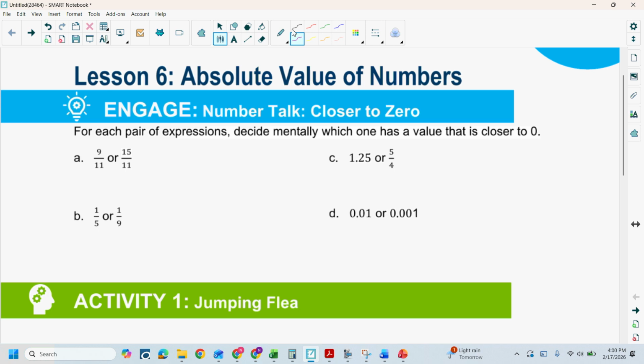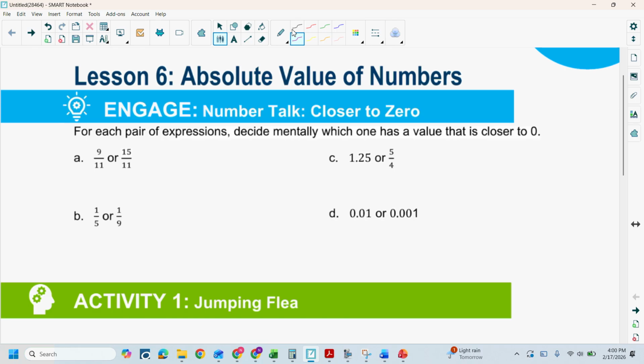So, for each pair of expressions, decide mentally which one has a value that is closer to 0. So in other words, we don't want to use calculators, we don't want to use anything other than our brains. And again, you should be watching this video after you've done this in your books and tried this on your own.